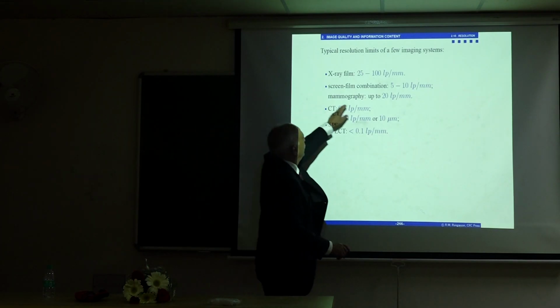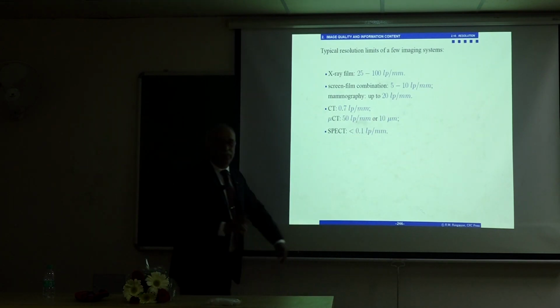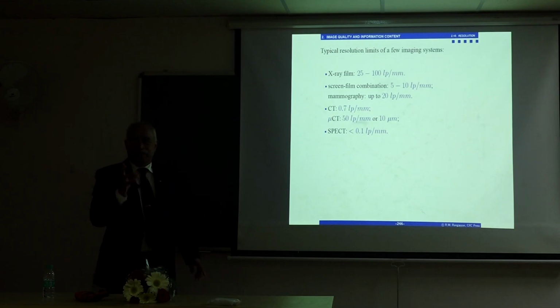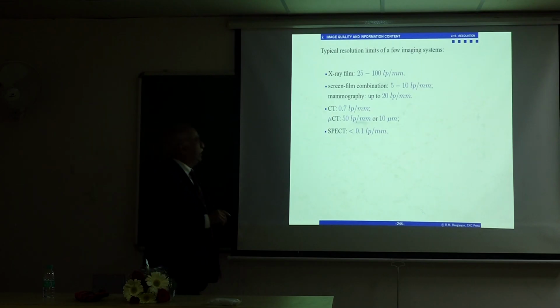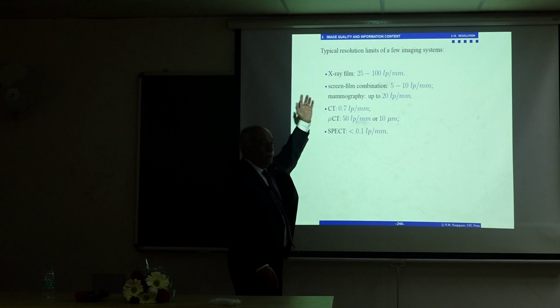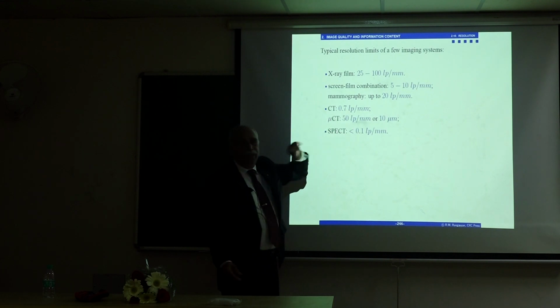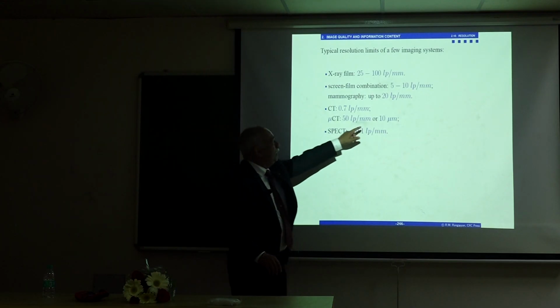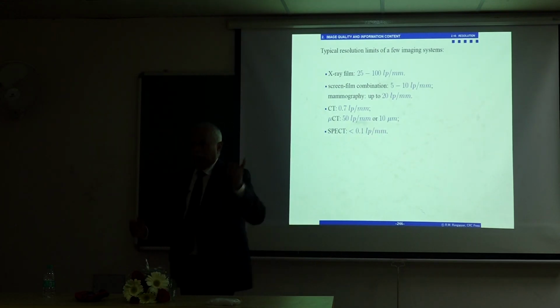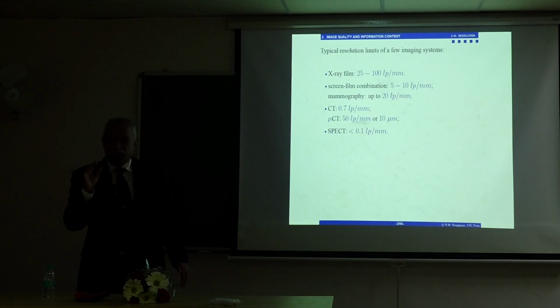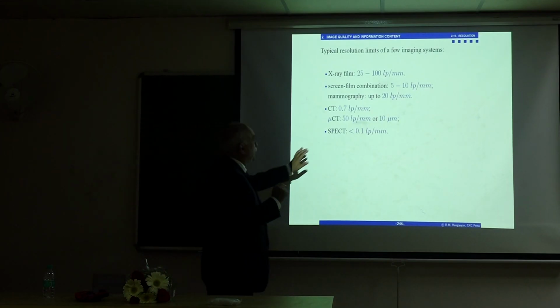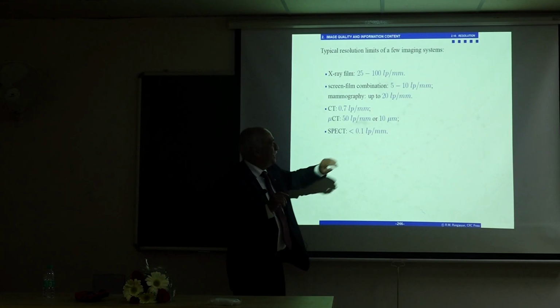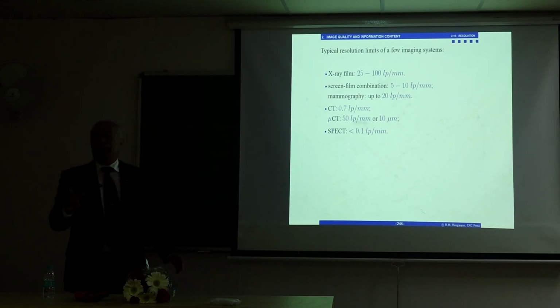In mammography, 20 lines per millimeter is what is specified as the required resolution. Computed tomography, when I wrote this book, was 0.7 line pair per millimeter. Nowadays it is better. Microcomputed tomography can give you 10 micrometers, nowadays maybe 5 micrometers. And SPECT is very poor, 0.1, like 1 centimeter.